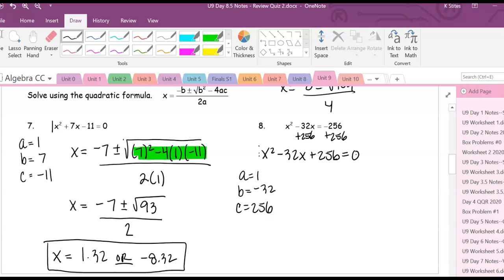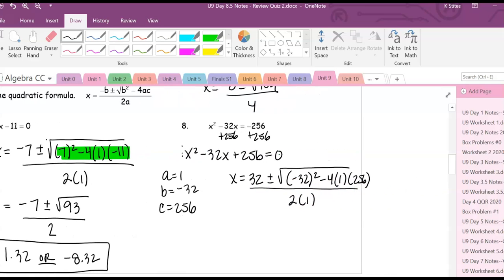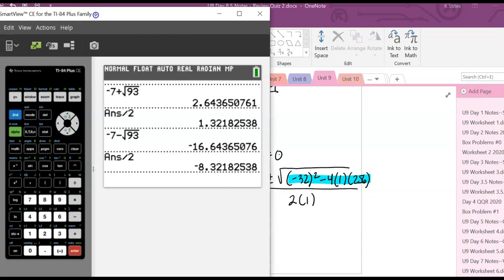All right, here we go. X equals opposite B, so this time it's a +32, plus or minus the square root of B squared, make sure you have those parentheses please, minus 4, my A value is 1, and my C value is 256, all over 2, my A value is 1. All right, once again, once you plug the numbers in, now we're going to find the discriminant. Do not type in the square root yet.